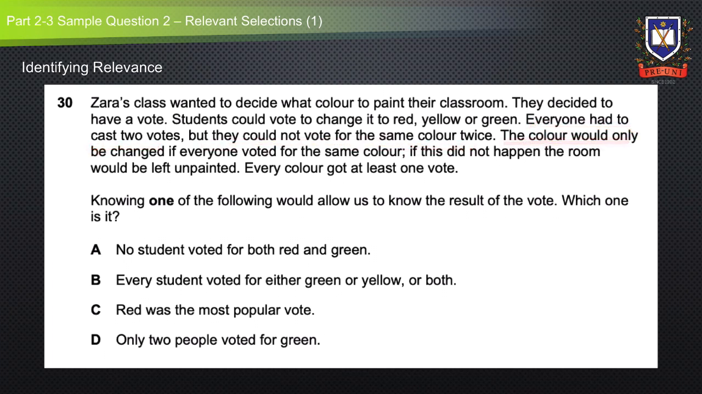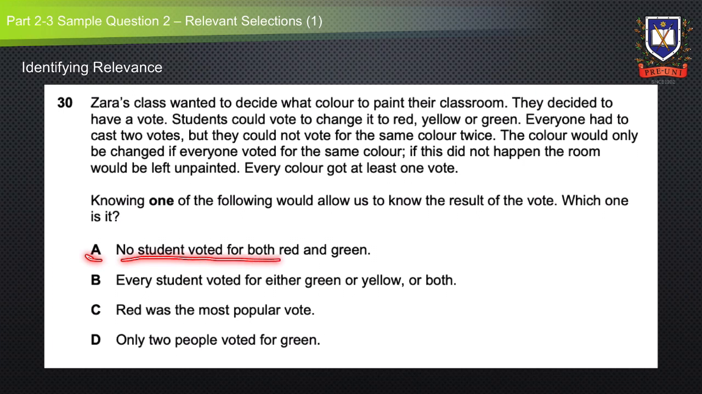The color would only be changed if everyone voted for the same color. If this did not happen, the room would be left unpainted. Every color got at least 1 vote. Knowing one of the following would allow us to know the result of the vote. Which one is it?